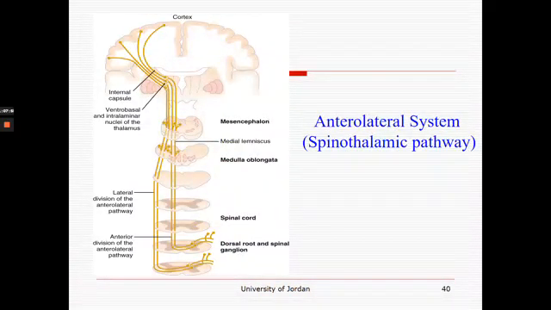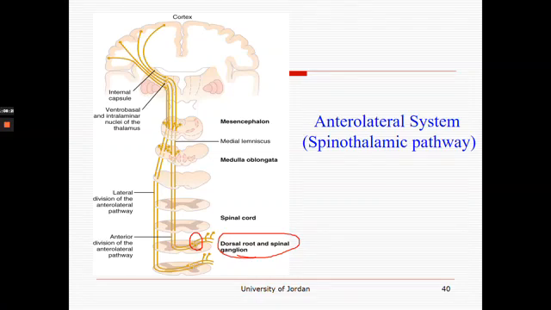Now this is the pathway for this system. From the dorsal root ganglia, from the receptors, they enter the spinal cord at the posterior horn, and in the posterior horn they synapse. Usually they go 1 or 2 segments up or 1 or 2 segments down. Then they cross to the other side, and they cross anterior to the central canal of the spinal cord.